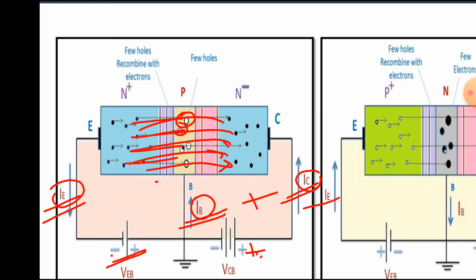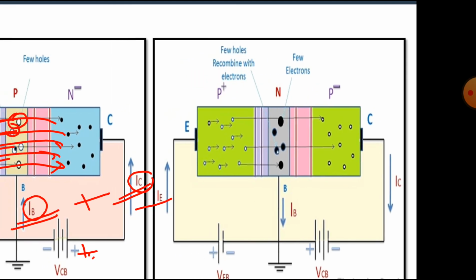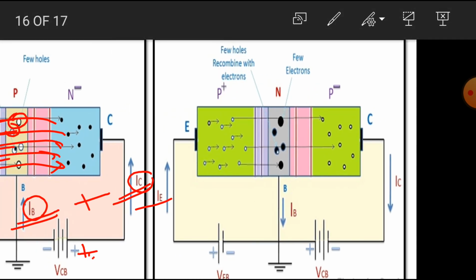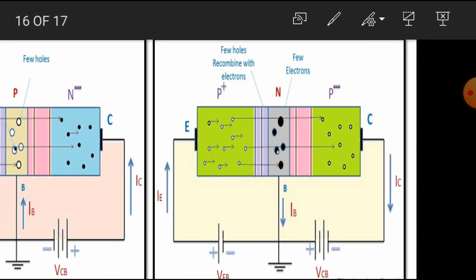I hope you all understand the working of the NPN transistor. Similarly, we can see the working of the PNP transistor. In this transistor also, the emitter-base junction is forward biased and the collector-base junction is reverse biased. That means P-type material is connected to the positive terminal and N-type material is connected to the negative terminal. That means the forward bias.